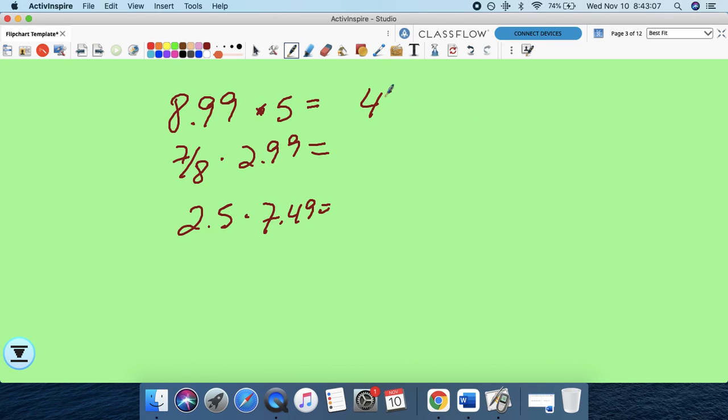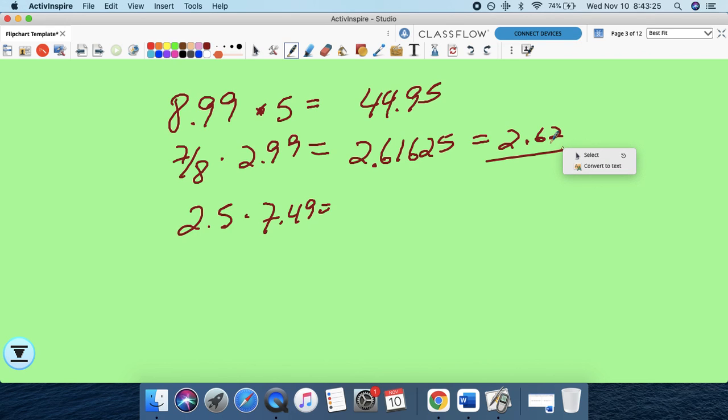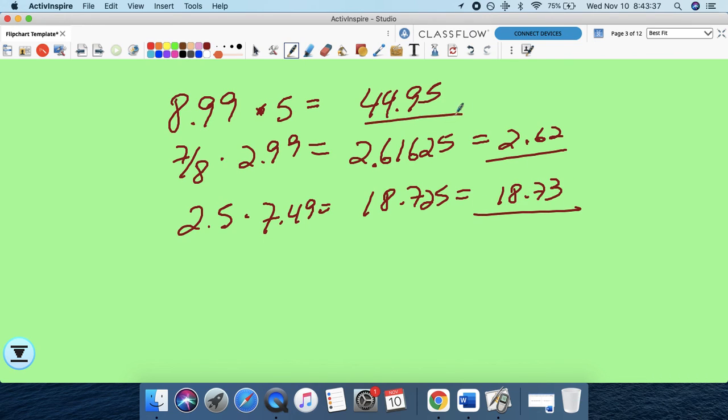So here we get 44.95. Okay. And 7/8 times 2.99 is going to give us 2.61625, but you're going to round this to 2.62, and that's the value you're going to use. Next one is 2.5 times 7.49. You're going to get 18.725, which you're going to use 18.73, right? These are three values. So if you add them up, 44.95 plus 2.62 plus 18.73, you get 66.30. So that was your total.